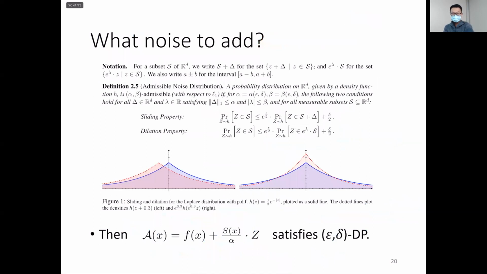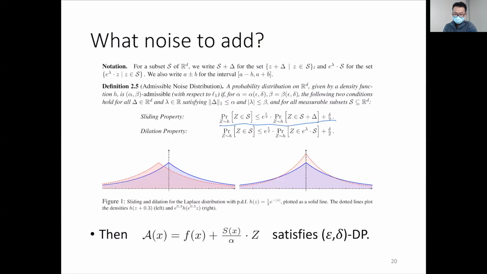And the next question obviously is what are the admissible noise distributions that we can add according to the sensitivity in order to achieve differential privacy. So there are two properties that this noise needs to satisfy. Let's say we're adding this noise z with a certain probability distribution. One is a sliding property, or translation property, which says the following inequality.